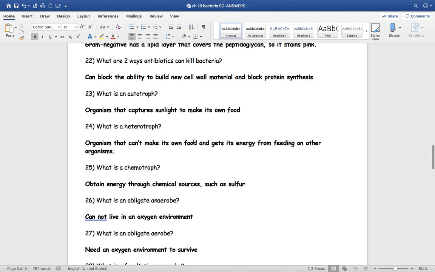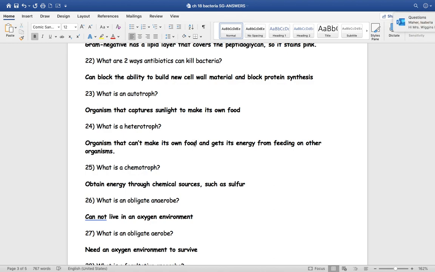What is an autotroph? It's an organism that captures sunlight to make its own food. Plants, right? What is a heterotroph? Organisms that can't make their own food and get their energy from feeding on other organisms.